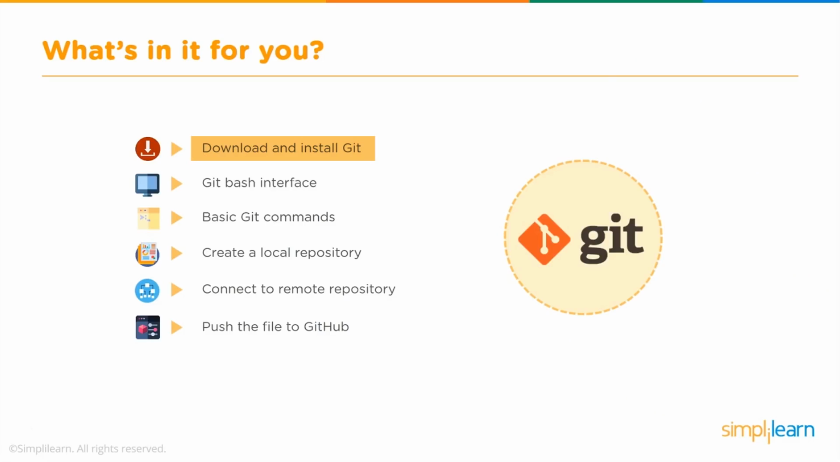So we'll start by downloading and installing Git on our system. We'll then have a look at the Git Bash interface. We'll type in some basic Git commands. Next, we'll create a local repository, that is, we'll create a repository on our local machine. We'll then connect to a remote repository. And finally, we'll push the file onto GitHub.